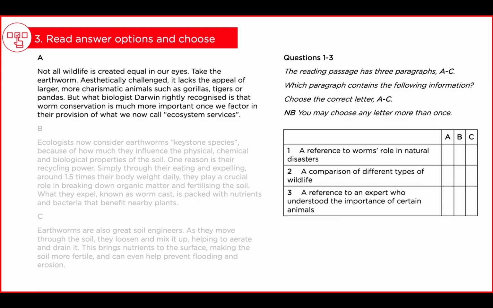Step 3, we go to our answer options and choose. Just like headings, we go top to bottom, don't skip, don't rush. Number 1, in that paragraph, did it mention a reference to worms' role in natural disasters? Did we read anything about natural disasters? No, I don't even need to go back and check. Not number 1. 2, was there a comparison of different types of wildlife? It lacks the appeal of larger, more charismatic animals such as gorillas, tigers, pandas. So yes, indeed. Number 2, we could tick column A.